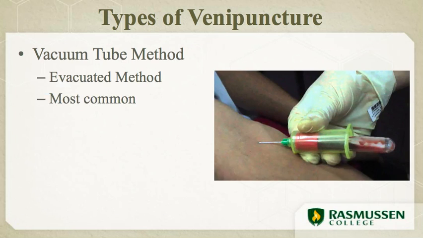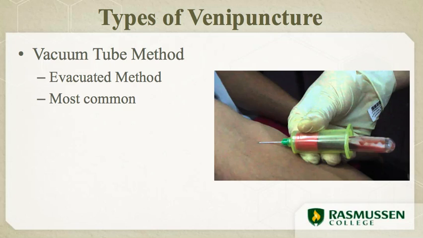Next we have our butterfly method. This is called a winged infusion method also. What we have is a needle that attaches to a tubing, and at the end of the tubing you can either attach a syringe or a tube holder for evacuated tubes. This is used for smaller veins that are difficult to draw on, or even children, because it allows some flexibility in the arm.